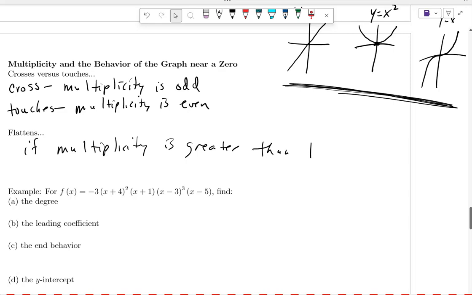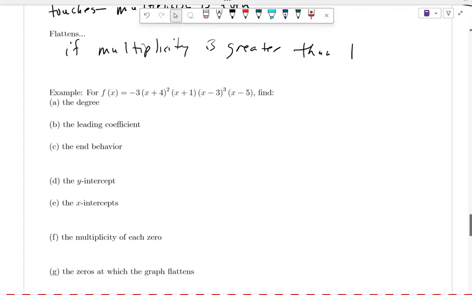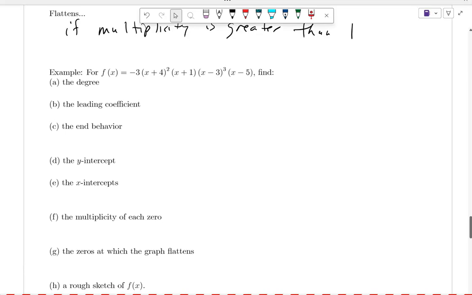All right. So let's see if we can do an example here. Lots of information. This is kind of the summary, if you will, of everything that we've talked about today. That's exciting. Okay? All right. So the first part, notice I've already got this nice and factored for you, right? So you should be able to tell me the zeros pretty easily, right? What are the zeros? -4, -1, +3, +5, right?